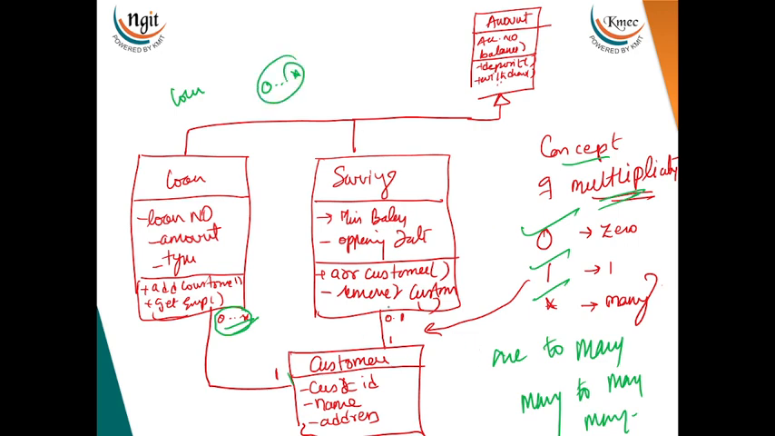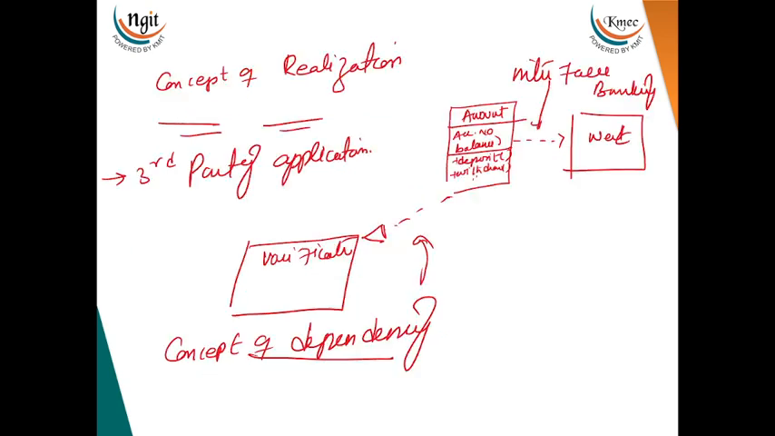And one customer can have only one saving account. You cannot have two saving accounts, you cannot have two current accounts. So that is nothing but your concept of multiplicity. That is nothing but your concept of cardinality, 0 to 1, many to 1. These are the ratios.